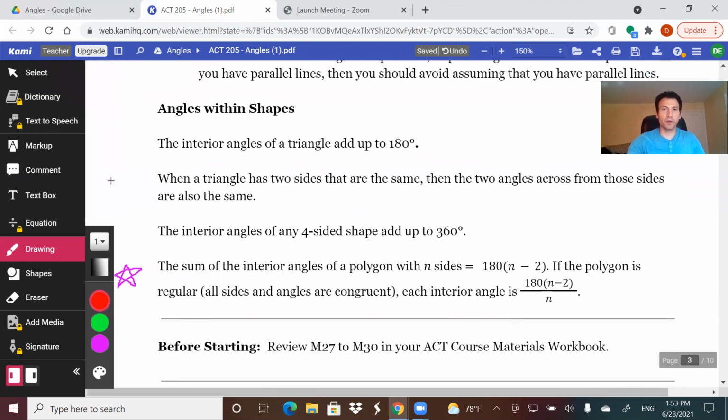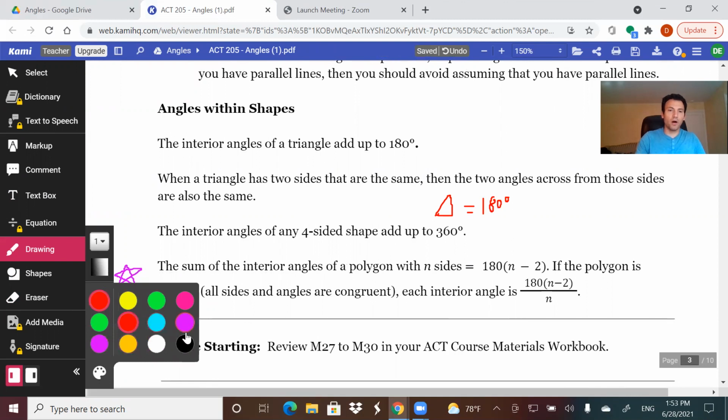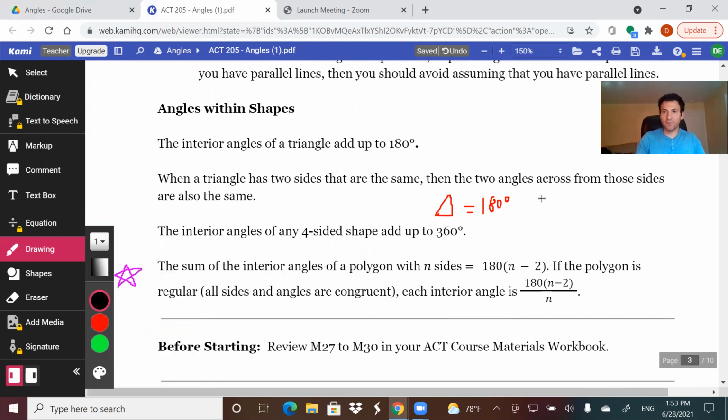Another big rule before we get into the problems is you need to know that a triangle, as you probably already know, is 180 degrees if you add up all the interior angles. Well, the minute you go to a four-sided figure, it doesn't have to be a rectangle or a square. A rectangle is pretty easy to think about because it's 90 plus 90 plus 90 plus 90, but it could be any four-sided figure. It could be like this one that I'm drawing. The interior angles of this one and of the rectangle have to add up to 360.